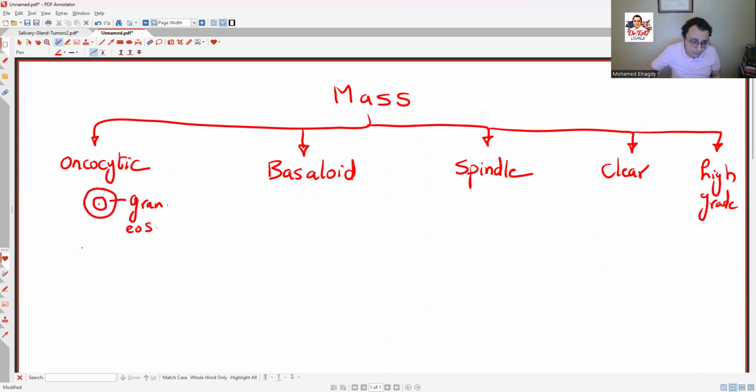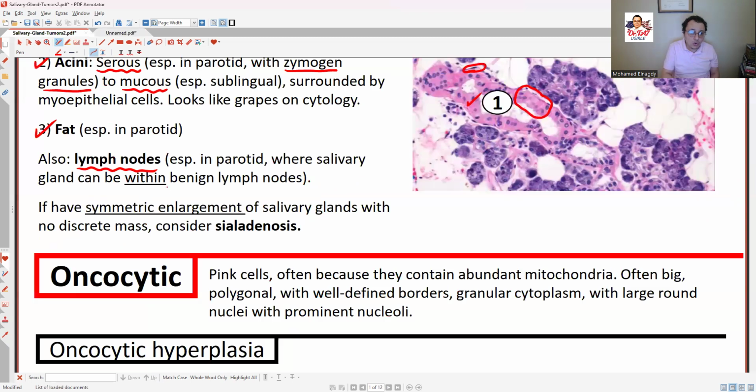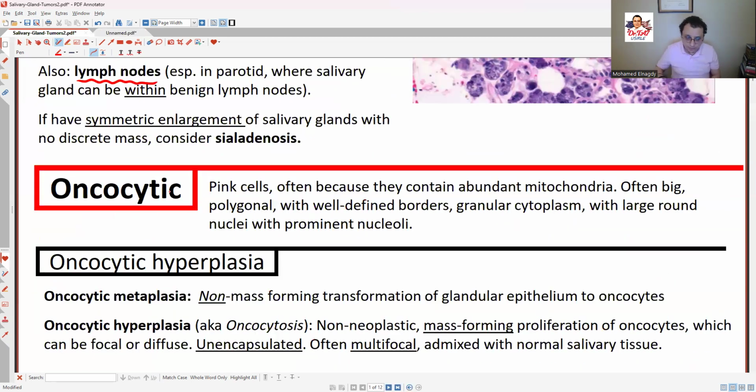What we will cover today in this lecture is the oncocytic, and hopefully I will start covering the basaloid, and then we will cover the remaining in our live session tomorrow. So let's start with the oncocytic pattern.